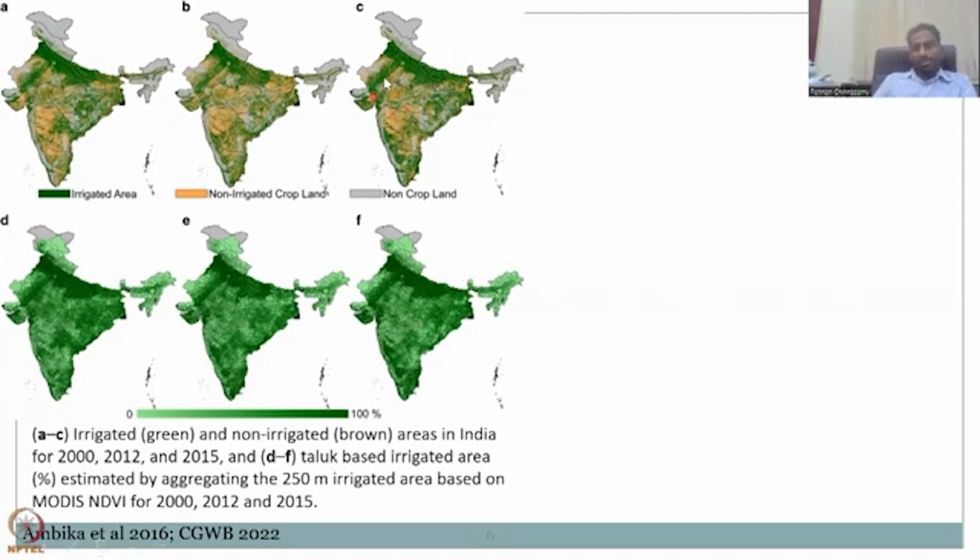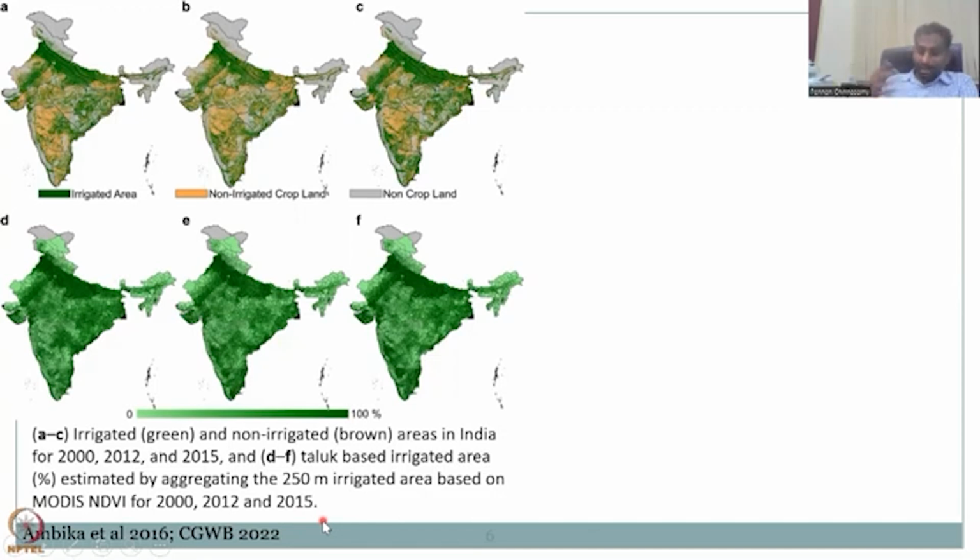But there is considerable increase in the green area. That is because of access to groundwater, most importantly. Then the D to F, it is percentage taluk-based irrigated area, percentage estimated by aggregating 250 meter irrigated area based on MODIS NDVI for 2000, 2012, 2015.